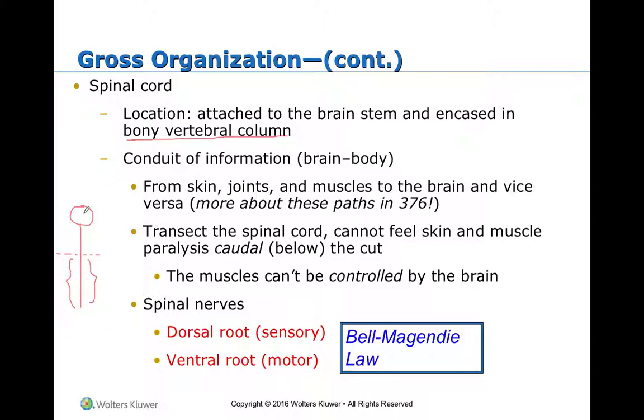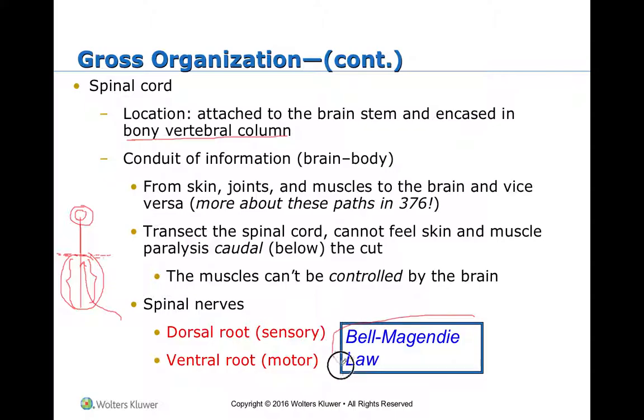Now the reason for that is because the brain is connected to the spinal cord and it is unable to pass this level of transection, right? So it can't communicate with anything down here. And anything down here can't send information up because, again, there's a level of transection. So the muscles literally cannot be controlled by the brain.